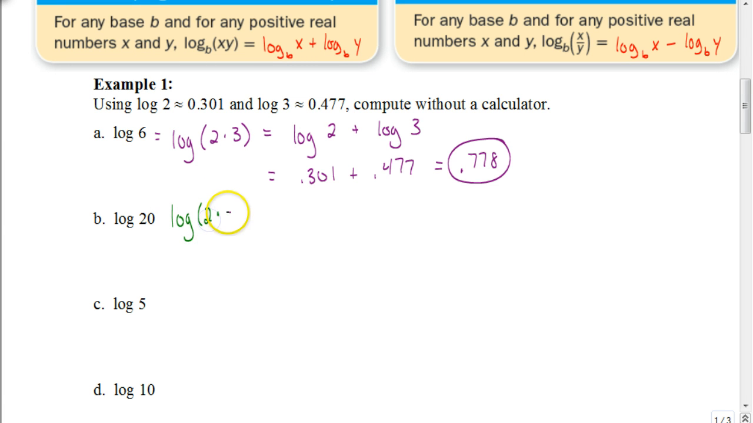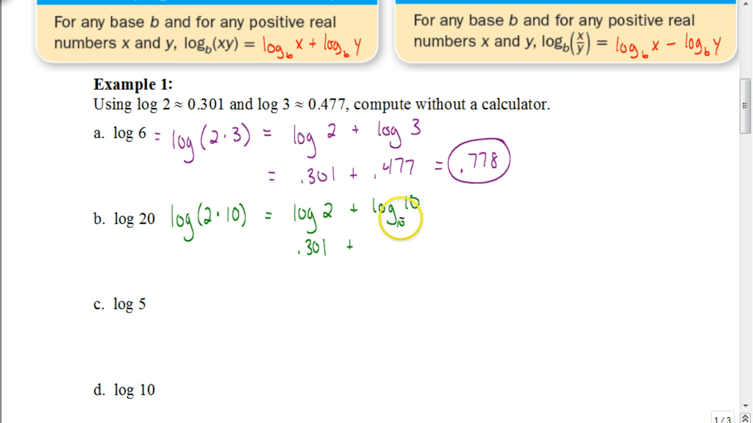Well, maybe you're thinking 2 times 10, which is true, but you might think, well, how does that help me? Well, let's start out. We know that we could break this up into the log of 2 plus the log of 10. We know the log of 2 is 0.301. And think about the log of 10.